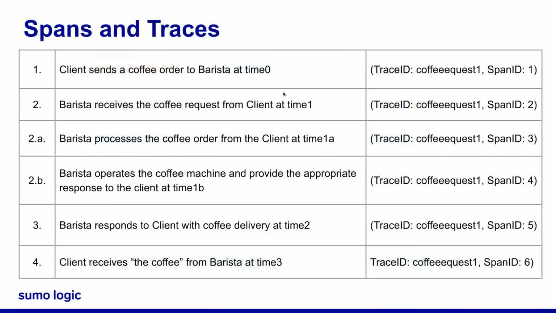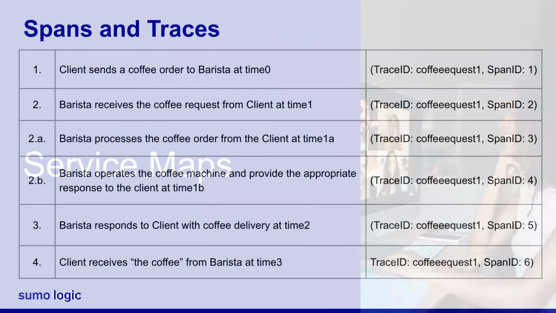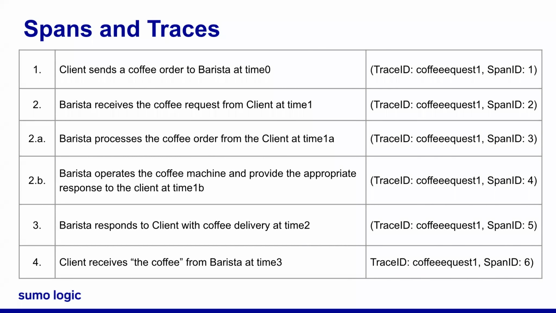And then what we start to see here are those spans and traces, the spans being each component with a beginning and end time, and we start to see what happened. As we see, a successful order got delivered. The client ordered, the barista received it, the barista processed it, got the machine going, the machine spit out what it needed, the barista responds to the client with the coffee delivery time, and then the client receives it at time 3. All right, so that's traces.